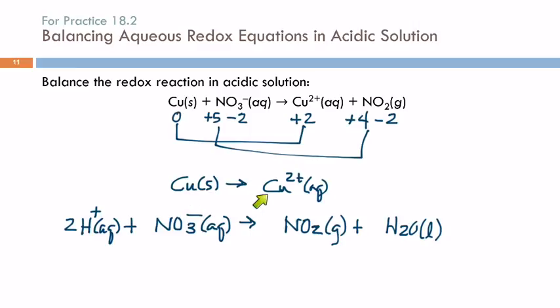So what do I need to do to the copper half reaction? Yeah, we need to put 2 electrons on the product side. This side is 0 in charge, and by adding 2 electrons, I can make this side also 0.